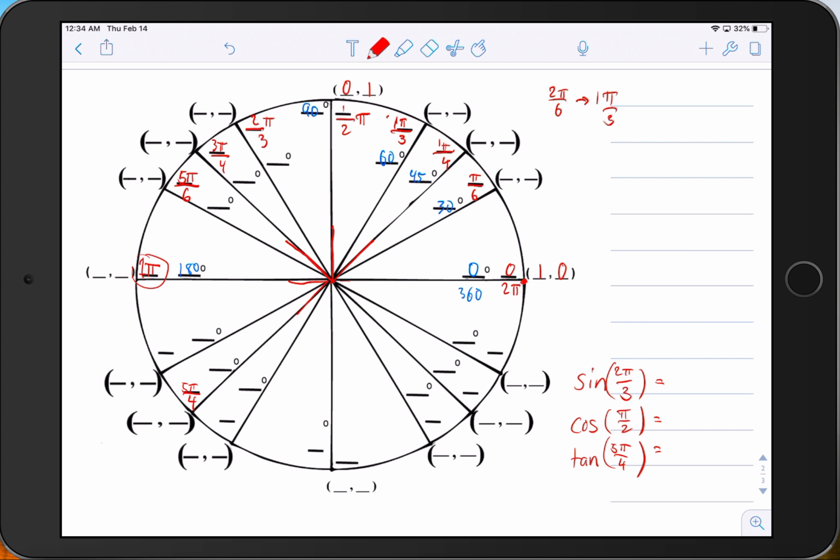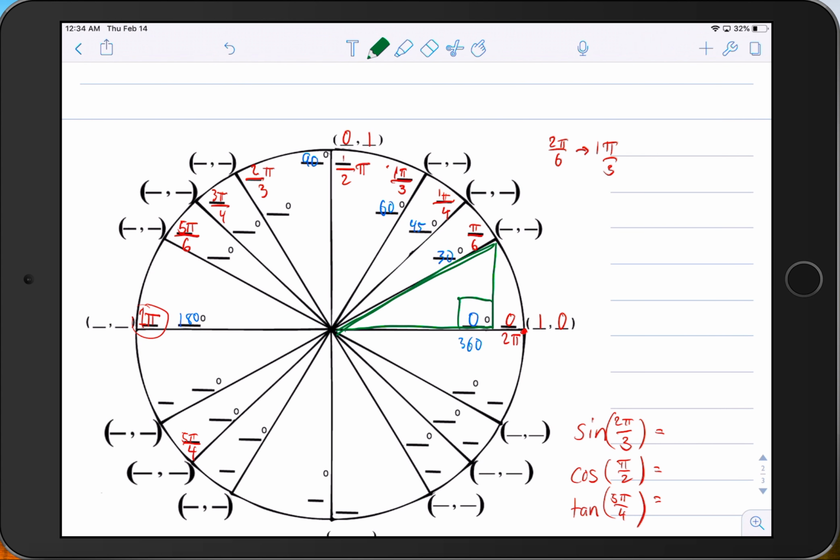I don't like memorizing. I like to remember and understand the conceptual reasons why the unit circle is the way it is. And so I will show you using triangles. So let's talk about this triangle right here. If that's a right angle, what are the angles on this guy? This is 30. Then this is 60. And that's 90. And we know that the hypotenuse is 1.